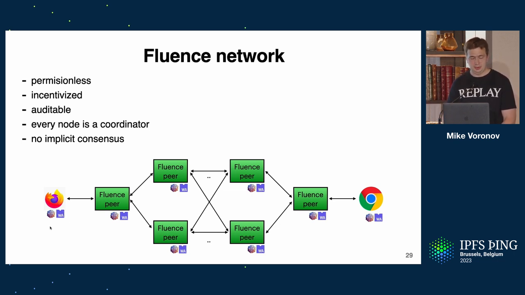On each peer in our network, there is AquaVM running in our Marine runtime, or WebAssembly, whatever, it doesn't matter. AquaVM could actually be compiled to native because it's a pure function, algorithmic code without many dependencies. Now the network is permissionless and incentivized. I will show on the next slide how exactly. It's auditable, and we're now making it provable. Every node is a coordinator, or in other words, it's coordinator-free. There is no particular set of coordinators and no consensus among a set, like in Blockchain solutions. Every node runs AquaVM and every node coordinates requests, and that's why no implicit consensus is required.